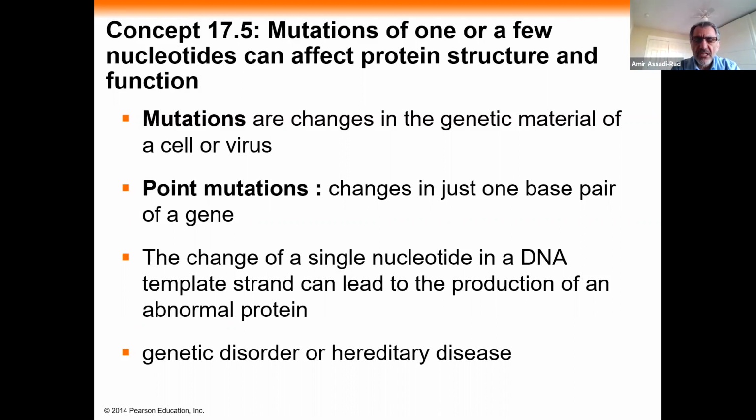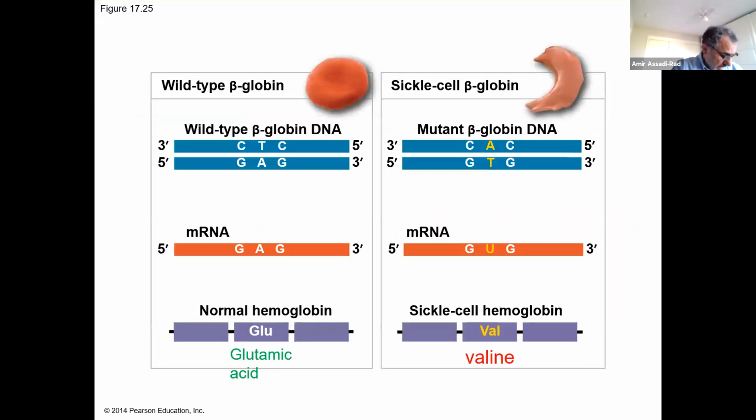So mutation, as we already talked about, if only one amino acid is different, the protein molecule can be completely different. So there are different types of mutation. It's point mutation and frameshift, and you will see all of those. So for example, in the case of sickle cell, it is a point mutation.